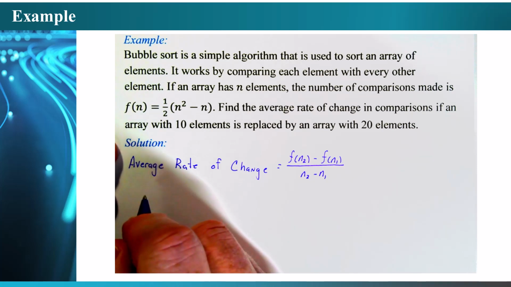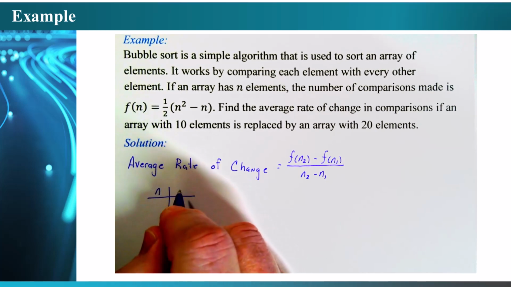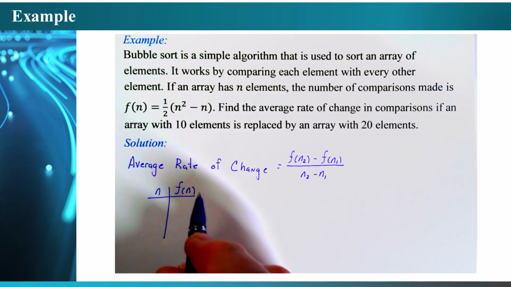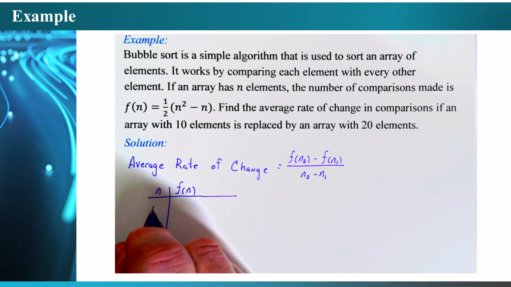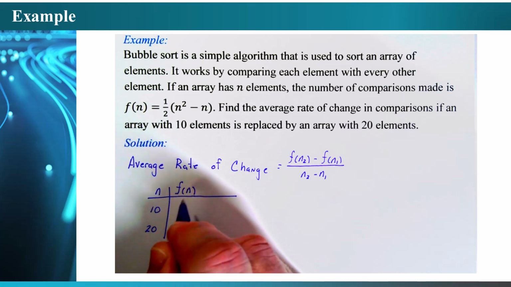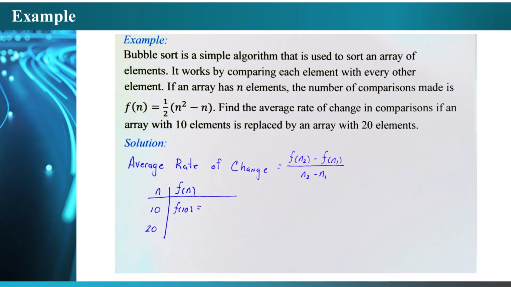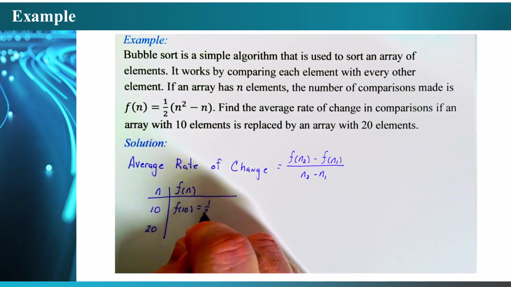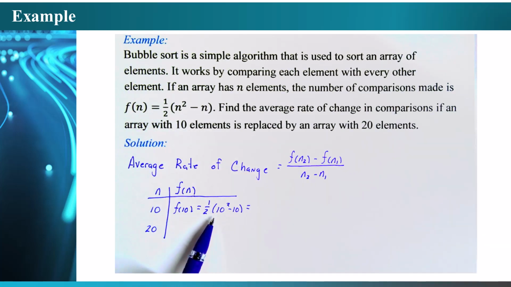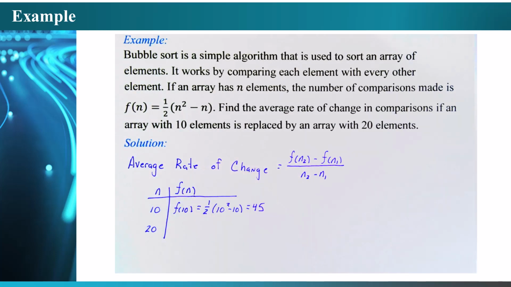So I'm going to make myself a little table over here. I'm going to have my n values, which are acting like x values in this problem, and I'll also have my f of n values. So I know that n goes from 10 to 20, and so my y values here will be f of 10, which will be 1/2 10 squared minus 10. And let's see, that would be 100 minus 10, that's 90. Divide that by 2, we get 45 as that y value.